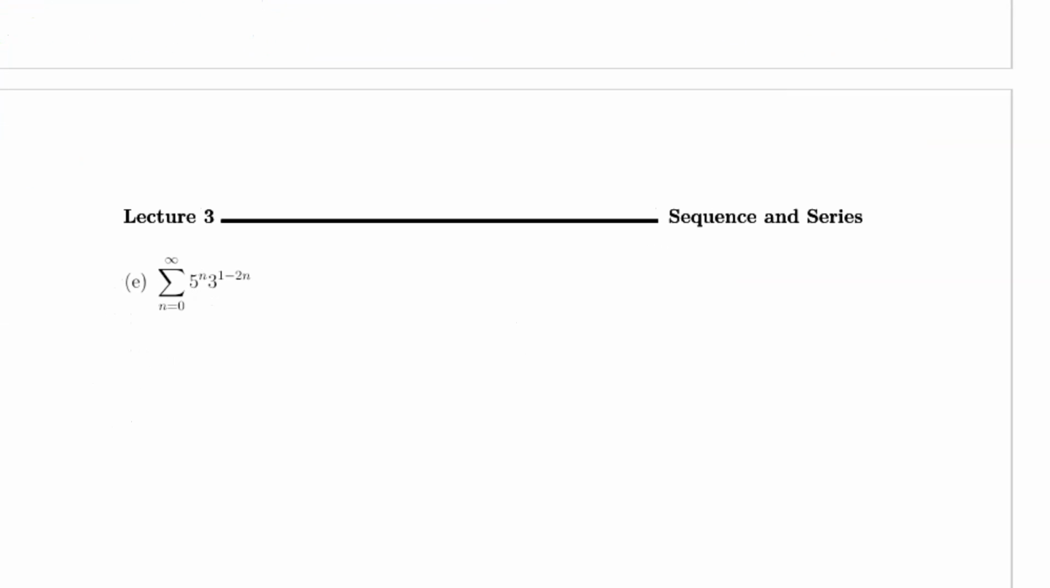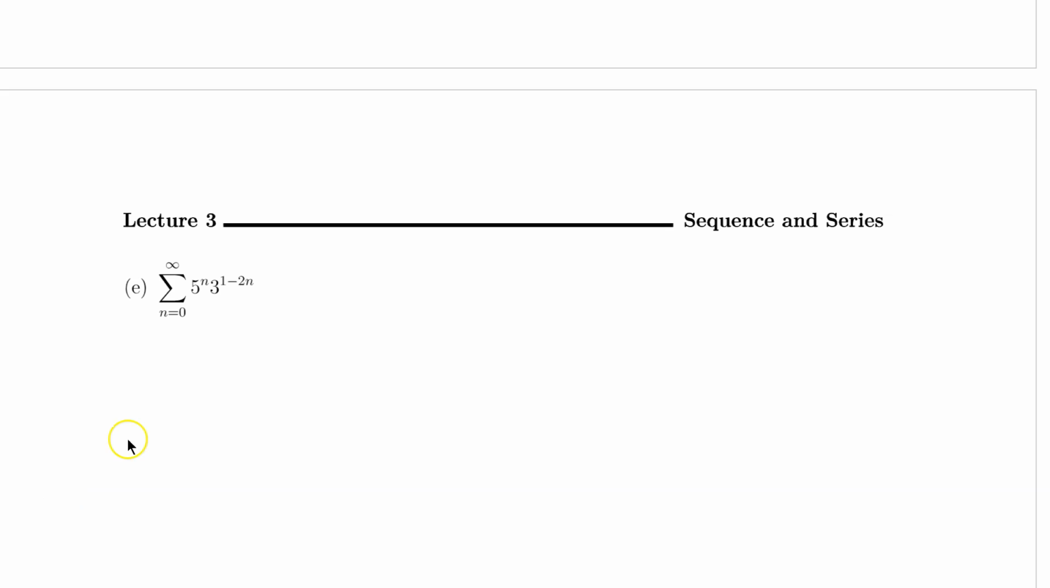The part E that we are looking at here, at first glance, doesn't seem like a geometric series. So let's try to simplify the terms in the summation a little bit.